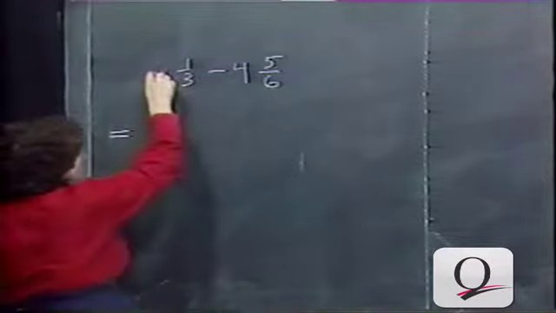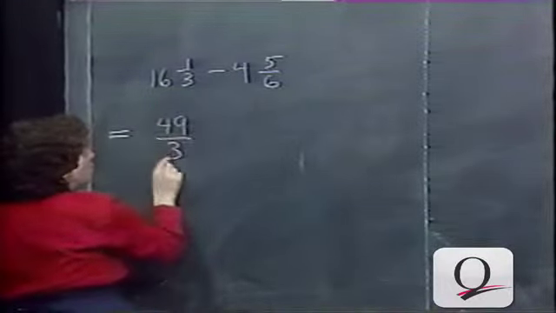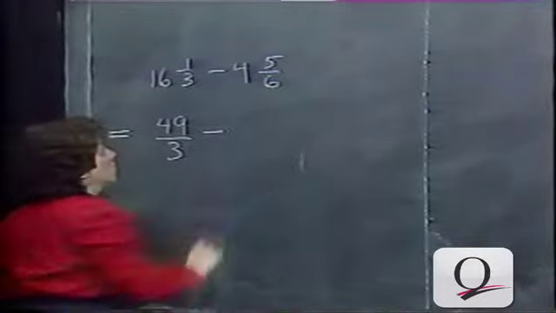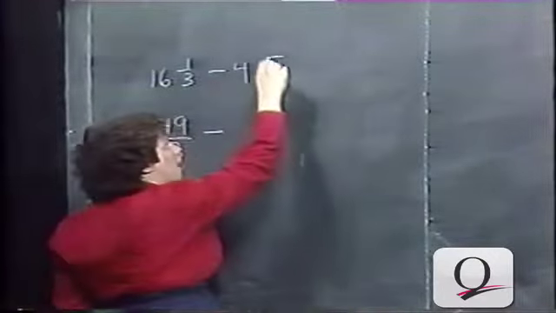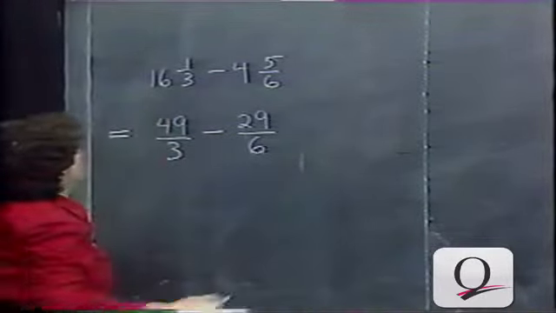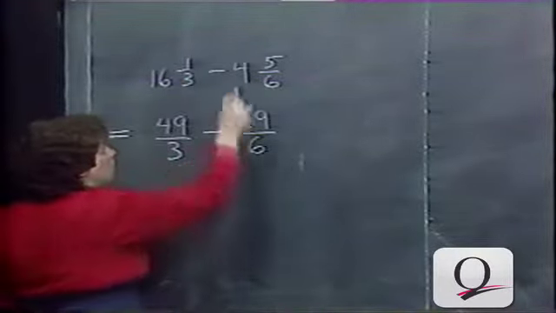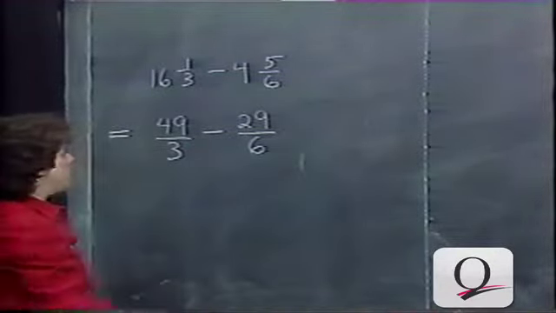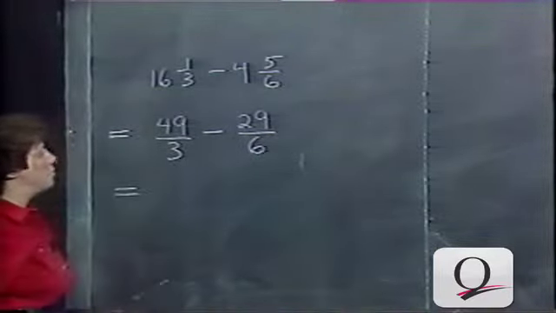The way to do that is to say 16 times 3 is 48, plus 1 is 49, all over 3. So 16 and a third is equivalent to 49 thirds, minus 4 and 5/6. You say 4 times 6 is 24, and 5 is 29, all over 6. So 16 times 3, 48 plus 1, 49 all over 3. 4 times 6, 24 and 5, 29 all over 6. Rewrite them as improper fractions, equivalent fractions, and now proceed.